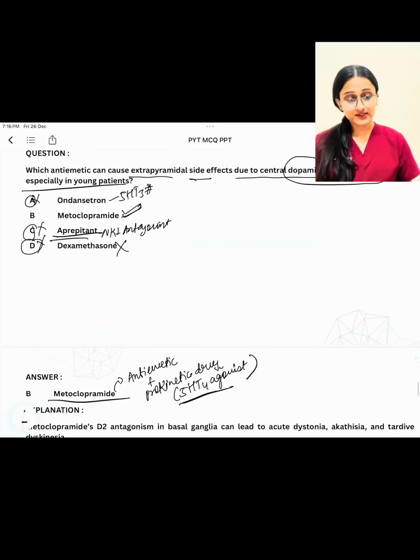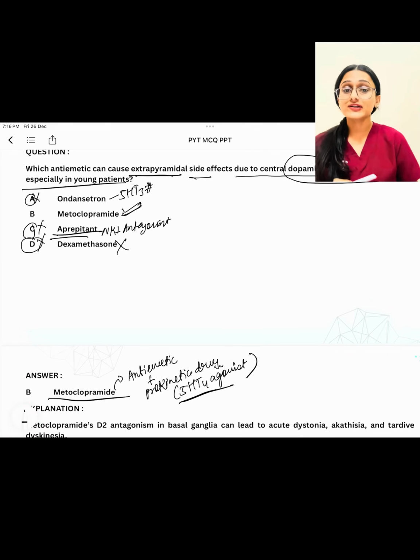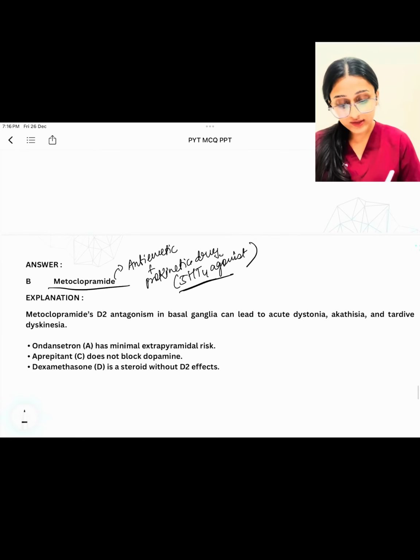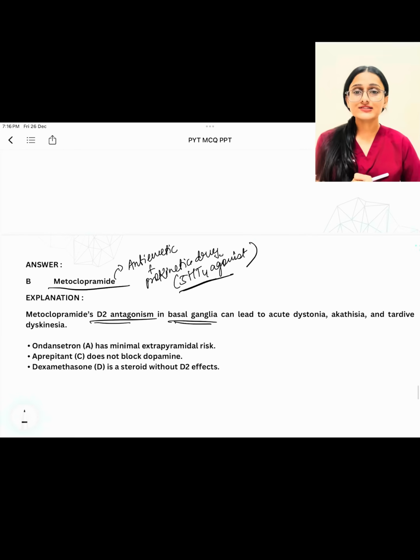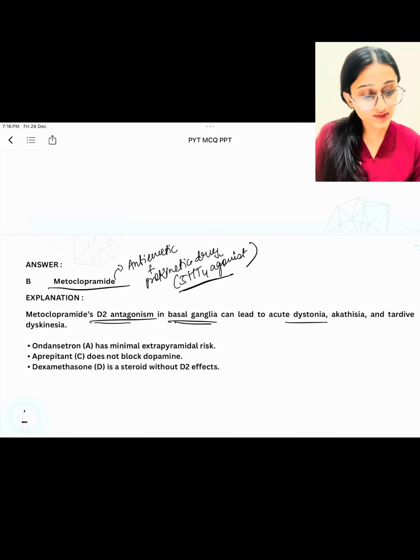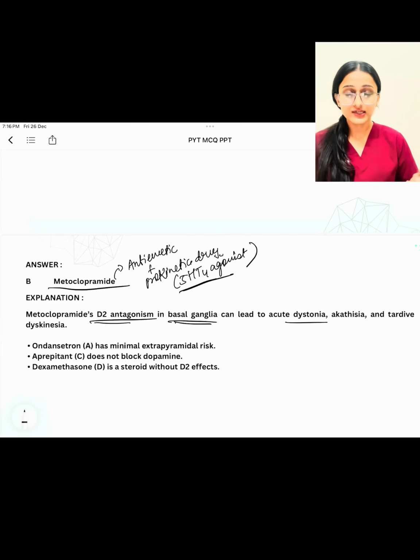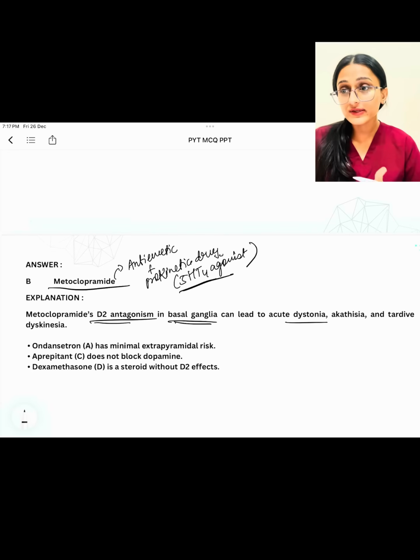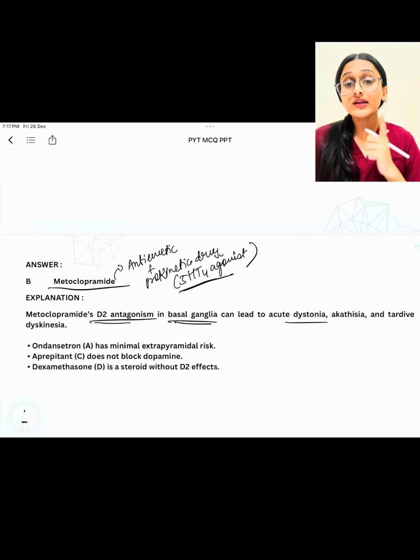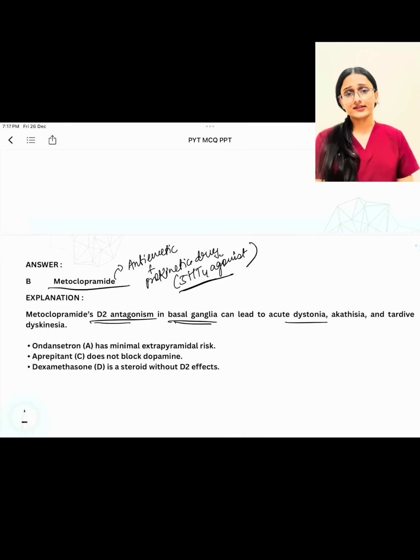But why is it causing this extrapyramidal side effect? Because it also blocks dopamine in the basal ganglia. The dopamine in the basal ganglia is responsible for smoothing of voluntary movement, and if you are blocking the dopamine, that leads to acute dystonia, akathisia, tardive dyskinesia and all that. You have to remember that metoclopramide is an antiemetic plus prokinetic drug. As antiemetic, it blocks dopamine in the CTZ area and it also blocks dopamine in the basal ganglia, and that's why it can lead to extrapyramidal side effects. And prokinetic because it is a 5-HT4 agonist.